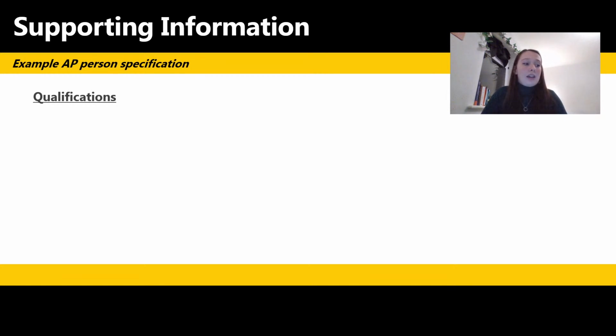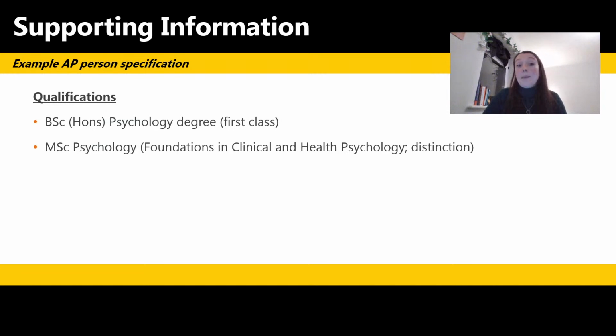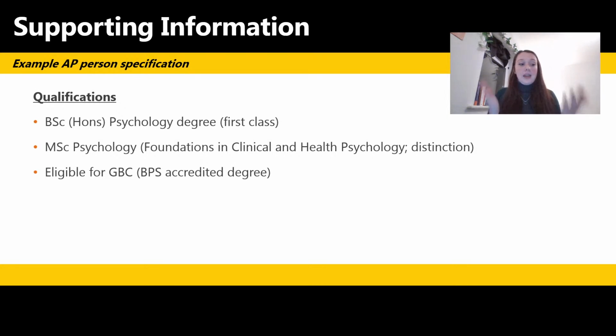So qualifications. I have a BSc in psychology, first class, and I popped my master's in there as well. I'm eligible for GBC and I put in there that I've got a BPS accredited degree. So when they are shortlisting, they can look at the person spec and say tick, tick, tick, done. Easy. It's usually at the top of the person spec, so match that with your supporting information. Put this at the top.